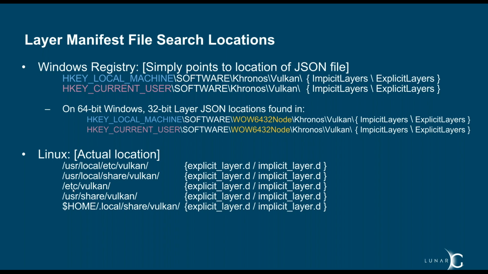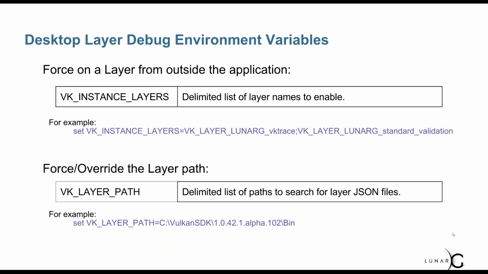So the layer manifest files are located in very similar locations to the drivers. It uses the Windows registries on Windows, and it uses certain system paths on Linux. These paths are actually identical to the drivers except for the very last fields. The drivers are found in the Windows registries under Vulkan/drivers. Implicit layers are Vulkan/implicit layers. Explicit layers are Vulkan/explicit layers. So as a result, all of these items are located right next to each other in either the registry or the Linux file system. So you can find all of them pretty easily since they're together.